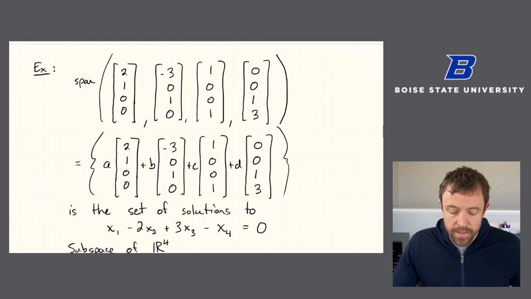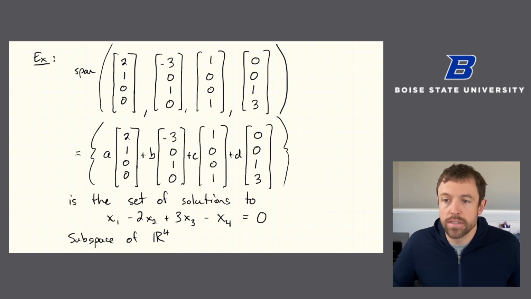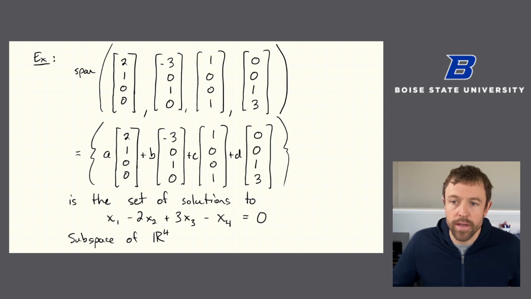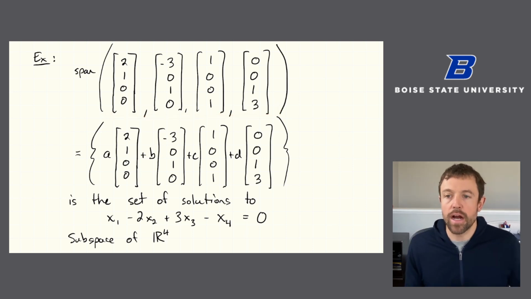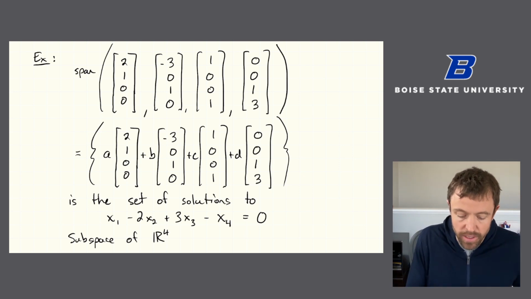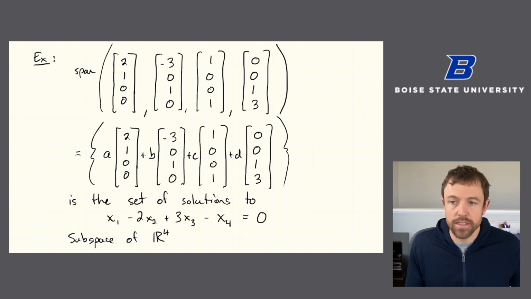This ends up being the set of solutions to the equation x1 minus 2x2 plus 3x3 minus x4 equals 0. You can convince yourself that all of these vectors are solutions. And in fact, if you take linear combinations of these vectors, you get all possible solutions to this linear equation. So it's a subspace of R4. The set of solutions to a homogeneous linear system, or a single homogeneous linear equation, is always a subspace of the underlying space.